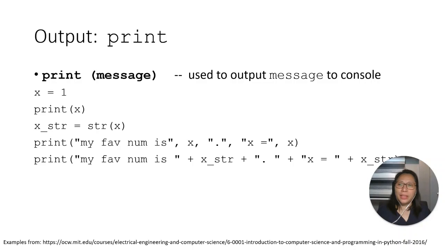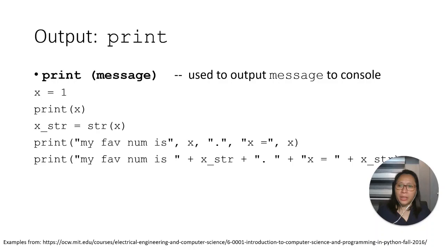In Python, the keyword for output is print. The syntax to output a message to the console is the keyword print, followed by the message inside a pair of parentheses. This message is an object. Let's say we have the following lines of code. Here x equals 1, so x binds to the value 1. And then when we print x, this displays on the console the value 1.